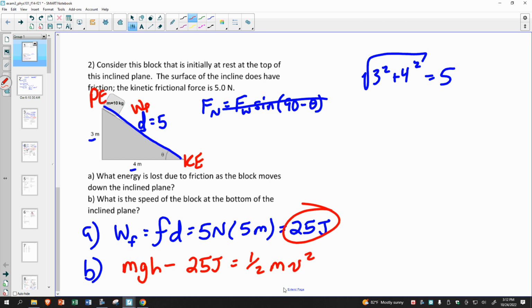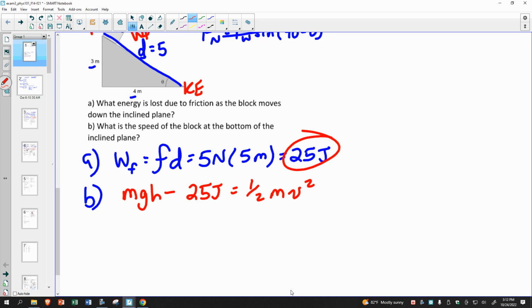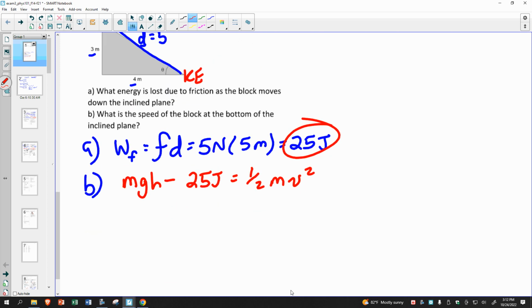Okay, so I know the mass here. I can put it in. Actually, I'm going to work this a slightly different way. I'm going to say that mgh minus the frictional. Oh, actually, no, never mind. I'm not going to do it that way.